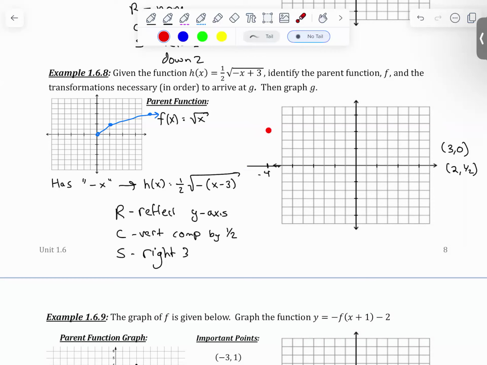Then we're going to vertically compress it by a factor of 1/2. So we're going to halve the y-coordinate. Half of 2 is 1. So now we're at (-4, 1). And then we shift right 3 units. 1, 2, 3 to (-1, 1).